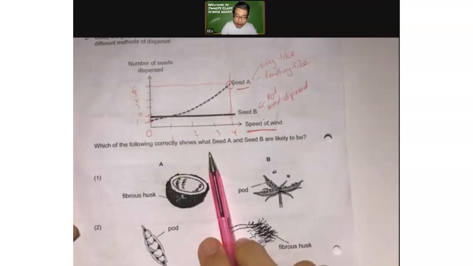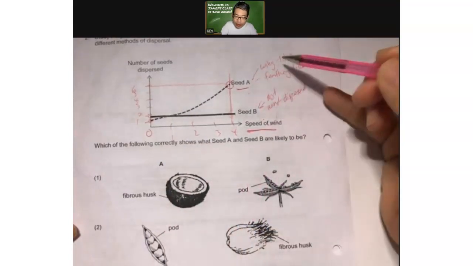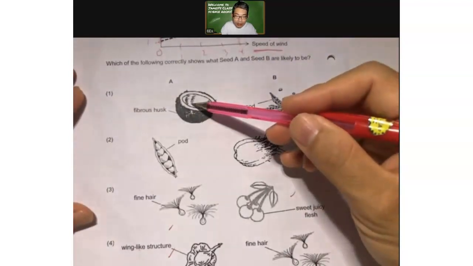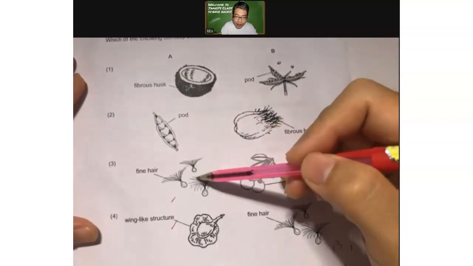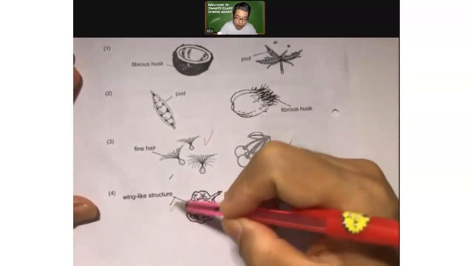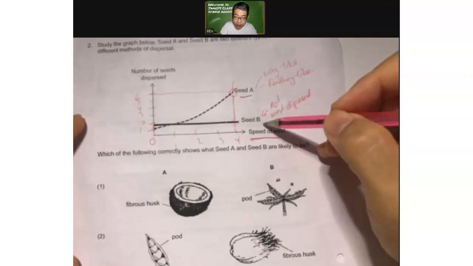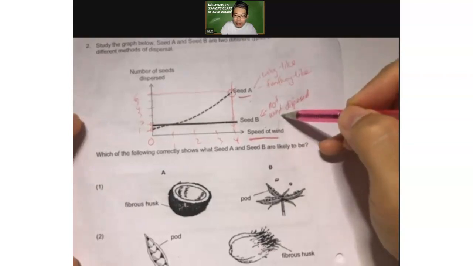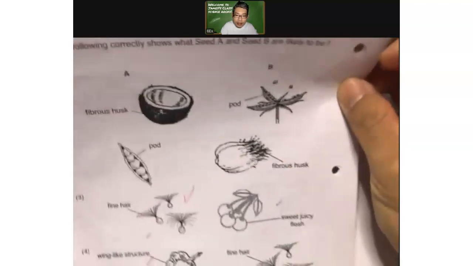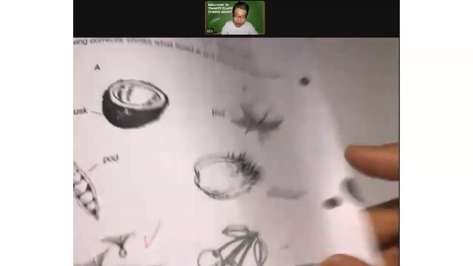So which of the following correctly shows what seed A and B are likely to be? So A is likely to be something that is wing-like or feathery-like. So fibrous? No. Hot? No. Fine hair? Yes. This fine hair will catch wind. So it could be this. Wing-like? Yes. Could be wing-like structure. Then B now. B is not wind dispersed, so it should not have any of those wing-like structure or fine hair. So I'm down to either 3 or 4, right? So let's skip to 3 and 4 straight away.